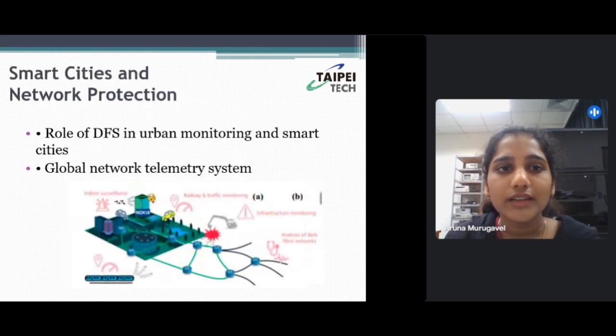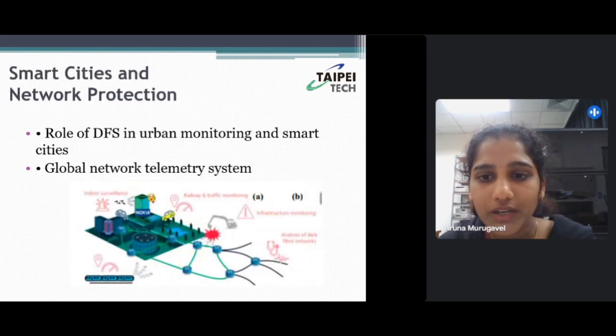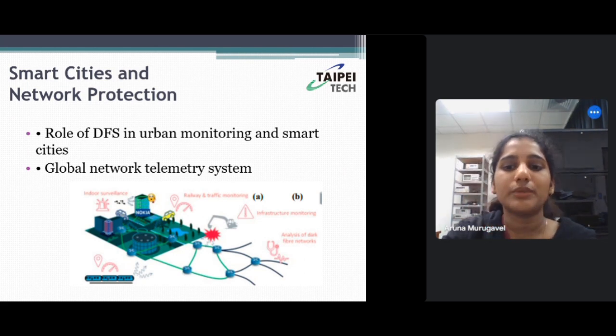Then, the smart city and network protection. In a smart city, DFS plays a pivotal role in monitoring urban infrastructure and ensuring network protection. It supports global network telemetry systems, providing real-time data for proactive management of infrastructure health and disaster prevention.